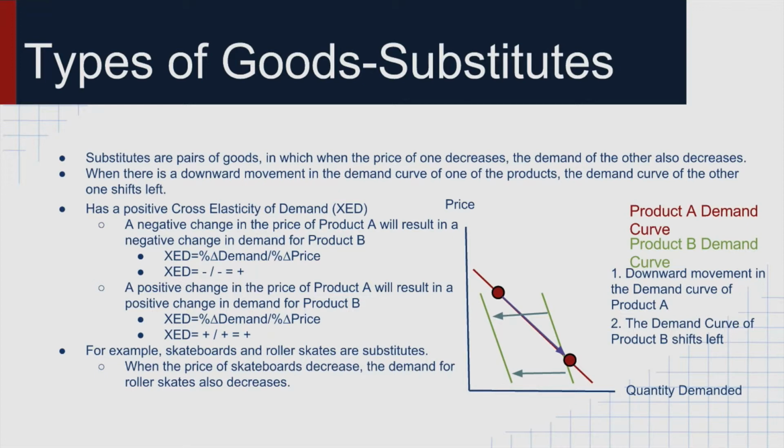This is due to the fact that when the price of skateboards decreases, the demand for them increases, which means more people want to buy skateboards, which indicates that fewer people will want to buy roller skates and cause the demand for roller skates to decrease.